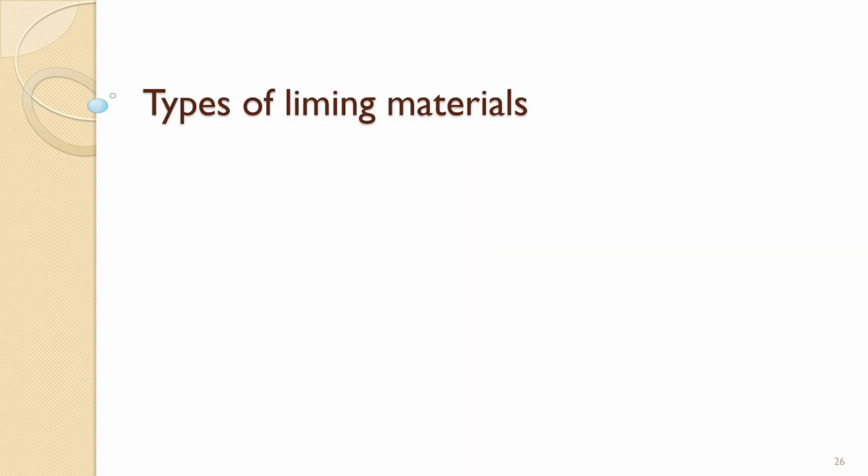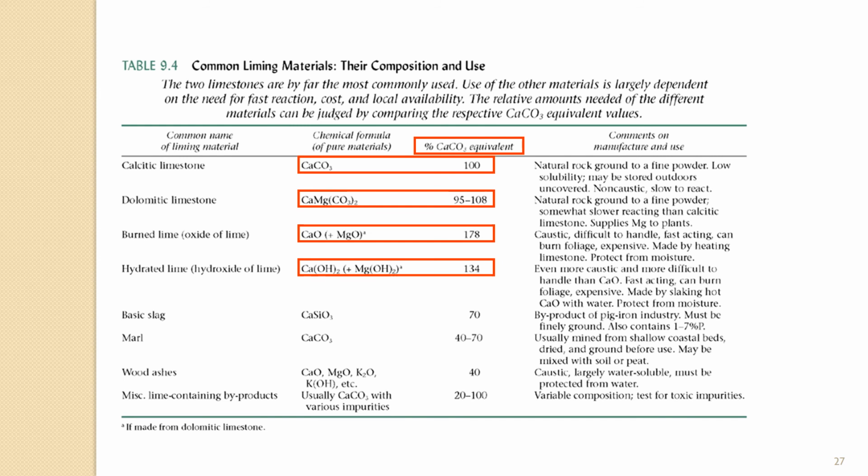So let's talk about the types of liming materials that we can use to ultimately change soil pH. There's calcitic limestone, dolomitic limestone, burned lime, which is the oxide of lime. Hydrated lime, which is a hydroxide of lime. Basic slag marl is something that's mined from shallow coastal beds, dried and then ground before use. It also is often mixed with soil or peat.